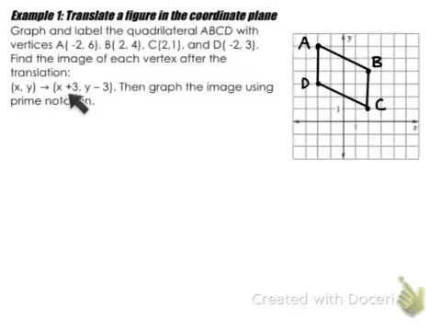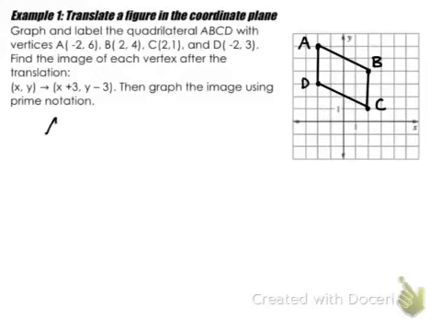So the x plus 3 means that we are moving to the right 3 units. Every x coordinate of each vertex is going to move to the right 3 units. And then the y minus 3, after we shift to the right 3, we are going to shift down 3 units. So all the y coordinates are going to be reduced by 3.